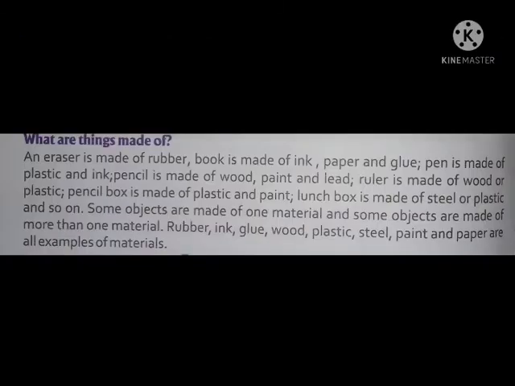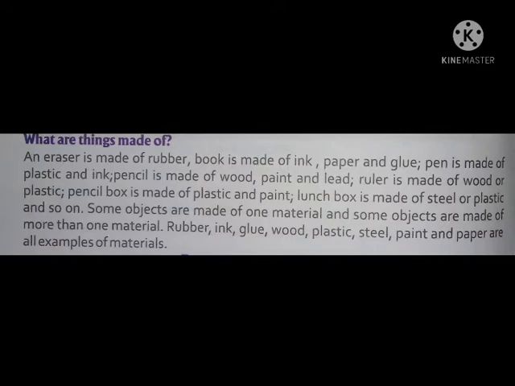An eraser is made of rubber. So eraser is made of rubber. Book is made of ink, paper and glue. Pen is made of plastic and ink. Pencil is made of wood, paint and lead. Ruler is made of wood or plastic. Pencil box is made of plastic and paint. Lunch box is made of steel or plastic and so on.